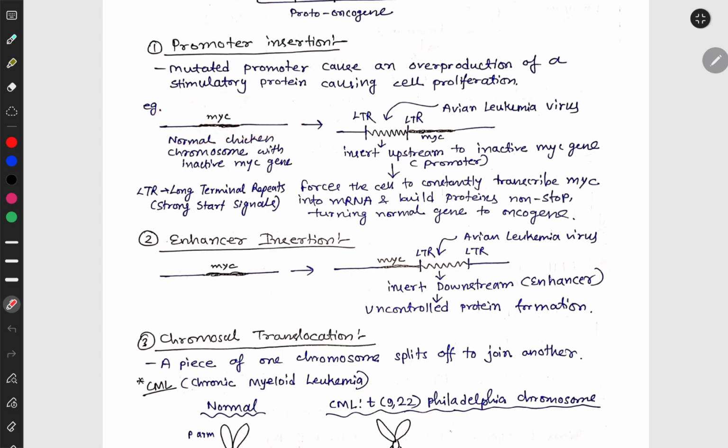What happens, suppose there is a virus infection like the avian leukemia virus, bird leukemia virus, in the promoter region. Promoter means mainly the upstream region. So this avian leukemia virus inserts its gene upstream to the inactive MYC gene. So this is the inactive MYC gene, and this virus is inserted into the upstream region, the promoter region. Also some LTR regions are seen. LTR means long terminal repeats, which are strong start signals.